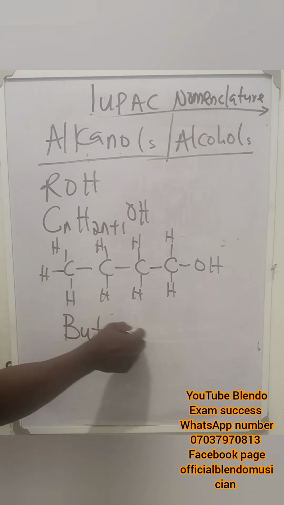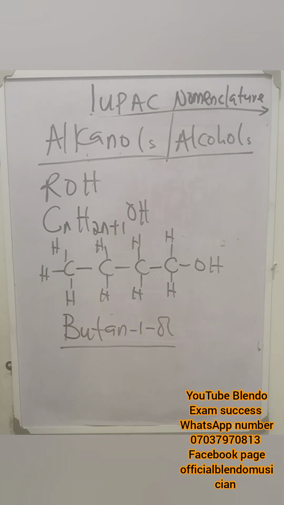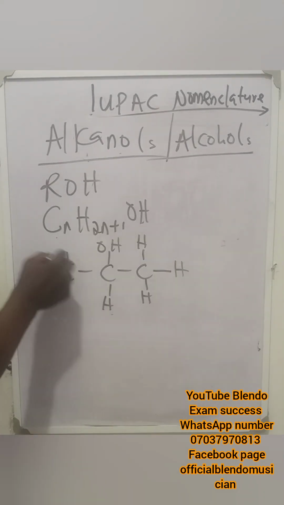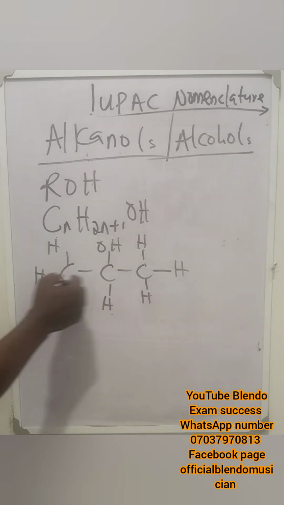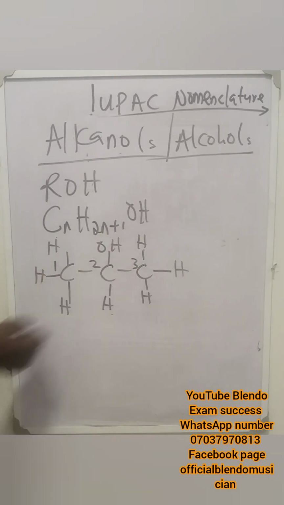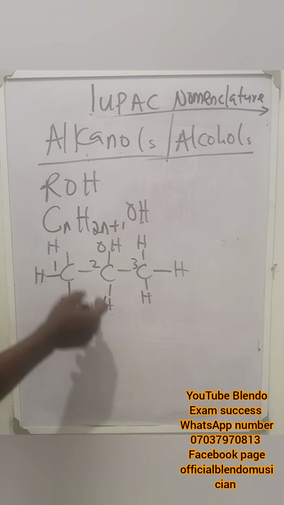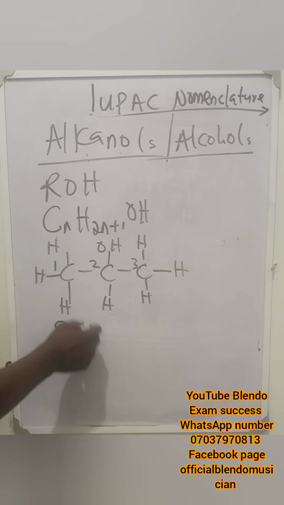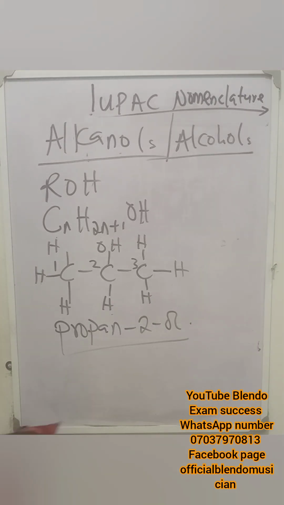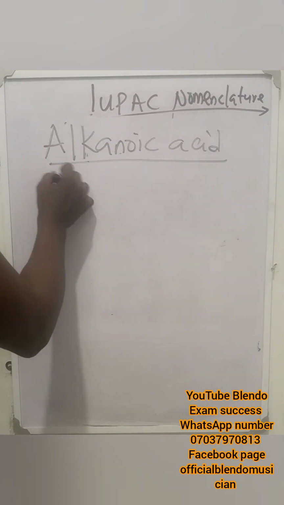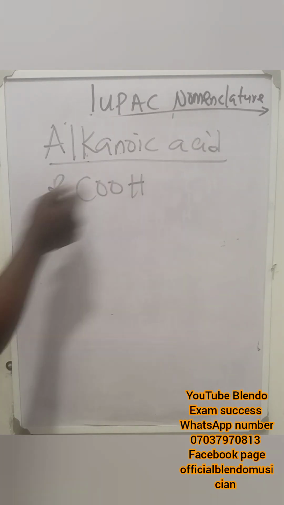So let's see how we can name this compound: butan-1-ol because the OH is at carbon atom 1. That's why it is 1-ol. If the OH is at carbon atom 2, we get the parent name, which is 1, 2, 3, propan-2-ol.